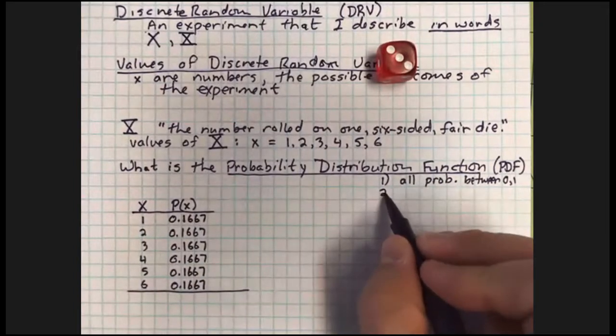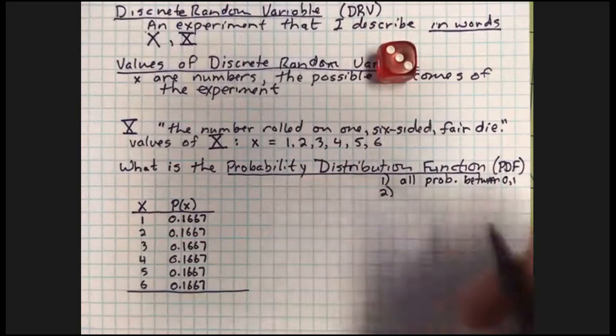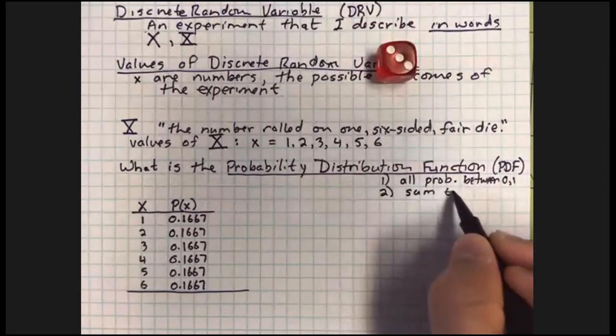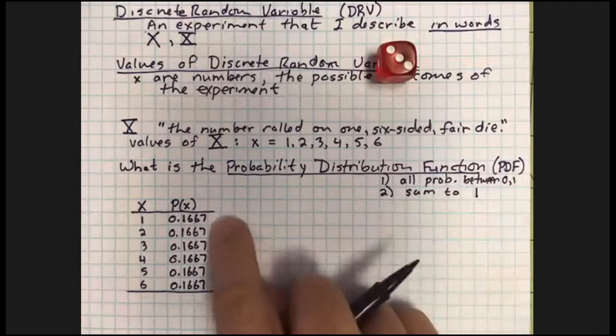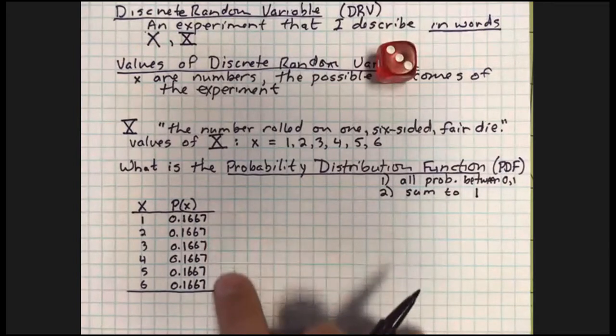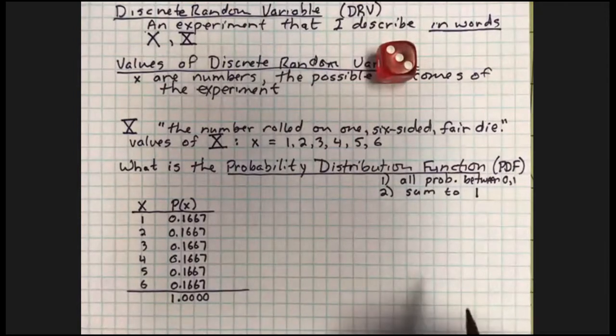And the second key truth about a probability distribution function is all the probabilities sum to 1. That means I've accounted for everything. And if you add up these six copies of 1/6, decimal or fraction, you do get one.